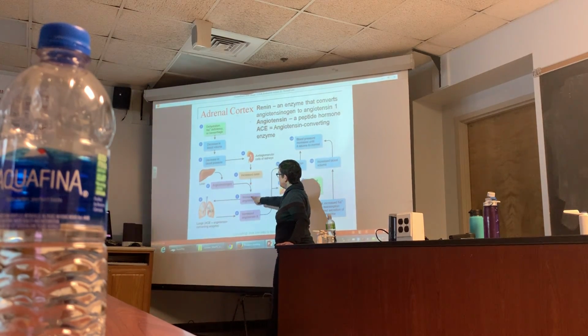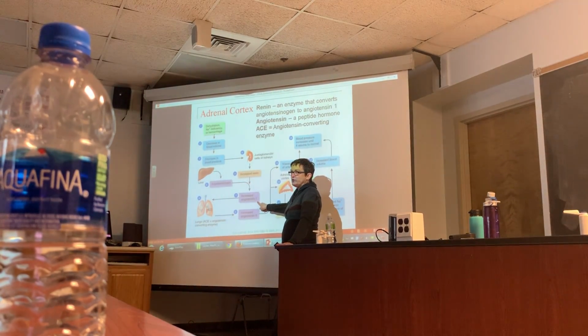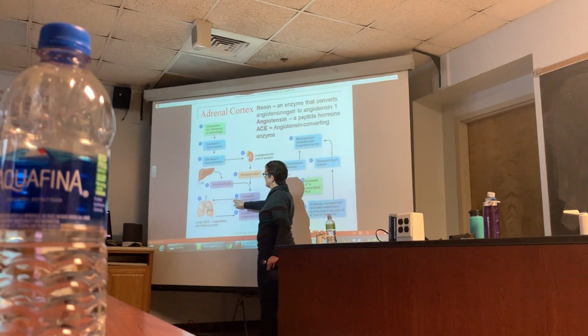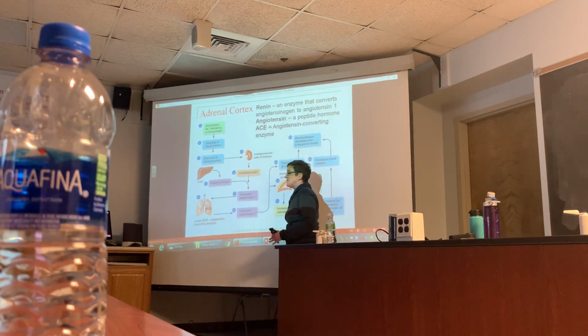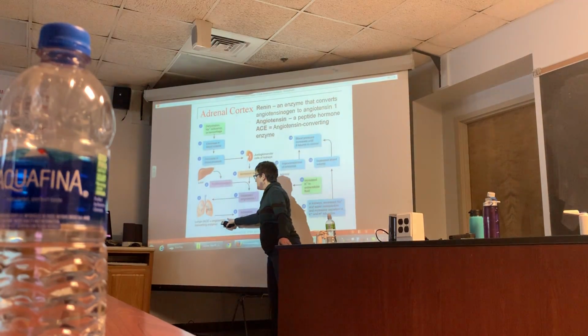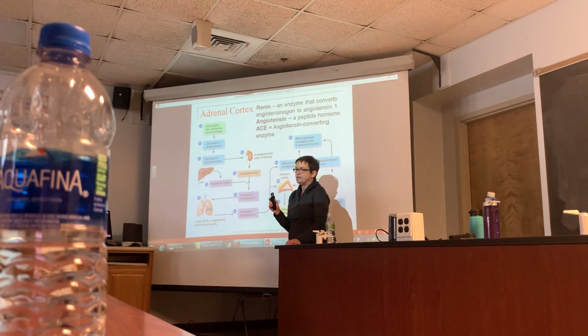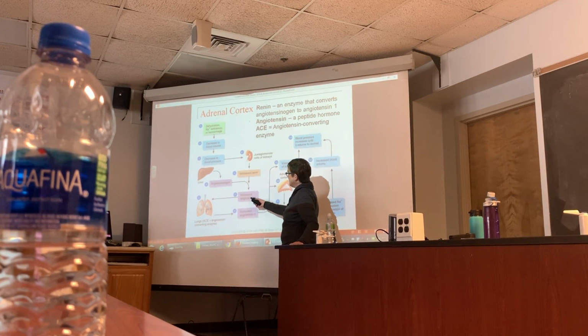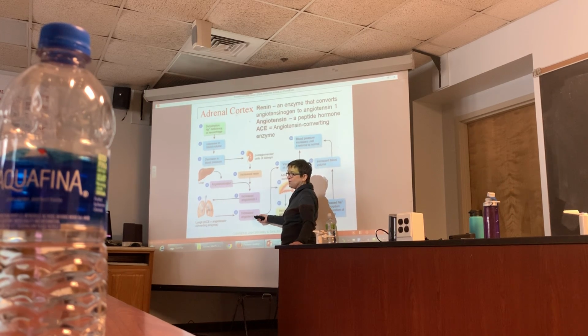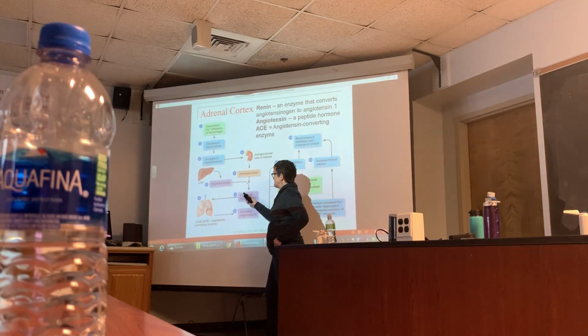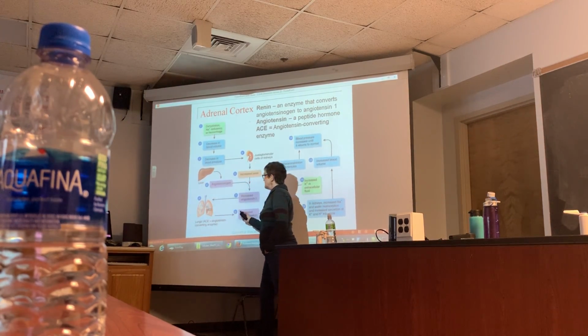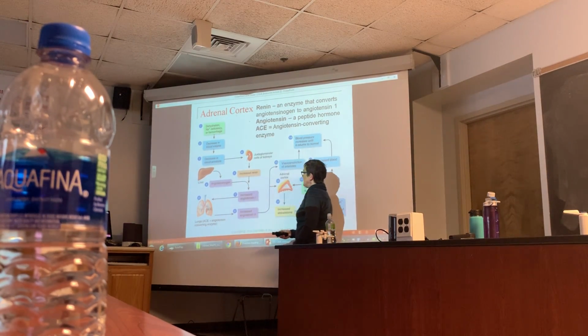So it gets converted to angiotensin 1, which is still inactive, not doing anything yet, until that angiotensin 1 circulates in the blood through the lungs. And the lungs contain an enzyme called ACE, which stands for angiotensin converting enzyme. And that converts angiotensin 1 to the active form, angiotensin 2. So you have this conversion going on: renin converting this to this, ACE converting this to this. So you have enzymes involved in this pathway.